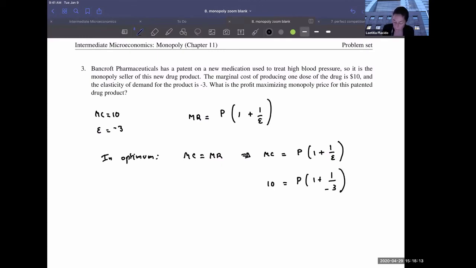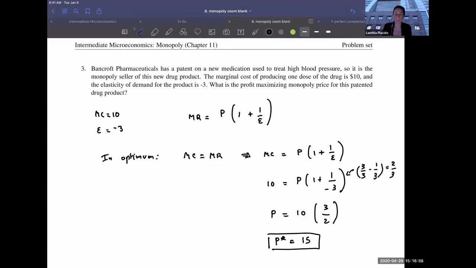Now you just isolate P. So P equals 10 times 1 over (3/3 minus 1/3). So this is 2/3. Here you have 10 times 3 over 2, and so P star is going to be 15. So that's this formula, that's something you should know for the midterm.